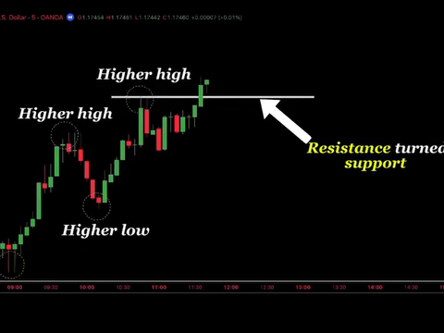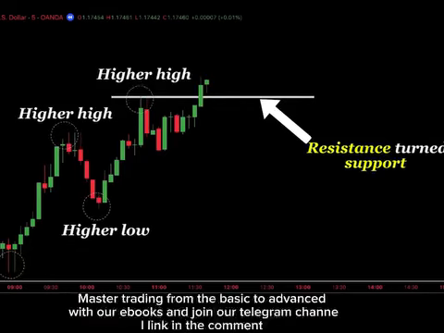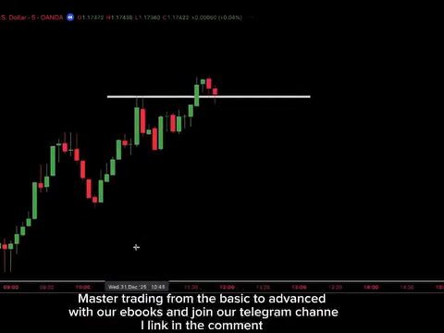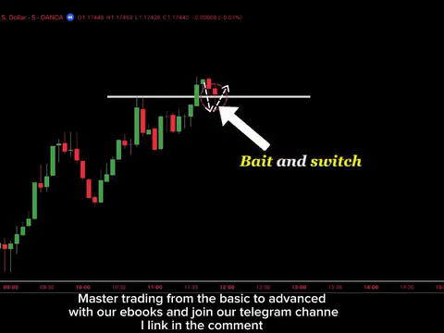Now let's move to the next step, identifying the bait and switch. The market comes back to the level, moves down, and breaks below it, giving traders the impression that the market is about to go lower. But instead of continuing down, price quickly reverses and closes back above the level. This is what we call a bait and switch. When this happens during an uptrend, it tells you something very important. The flip level is being defended, and smart money is active around this area. And this is where the opportunity begins.